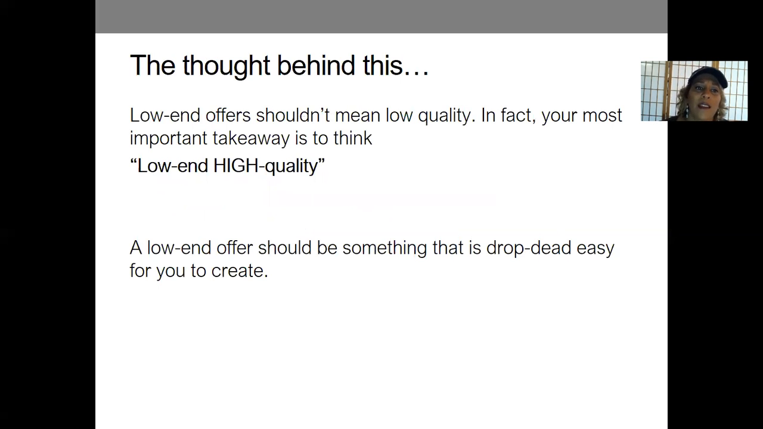So the thought behind this is that low-end products really don't mean low quality. They should be low end but high quality. Things that you know, that are in your brain, that you're sharing with the world. A low-end offer should be something that is drop-dead easy for you to create. All right. And that's one of the things that you want to do.